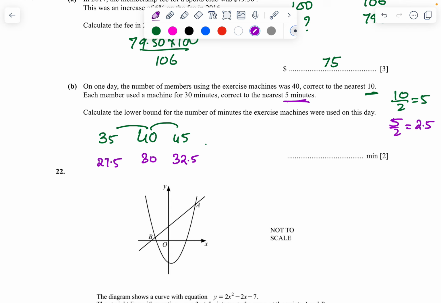Next, calculate the lower bound of the number of minutes an exercise machine was used. So what is the lower bound? It is 35 times 27.5, which is going to be 962.5.